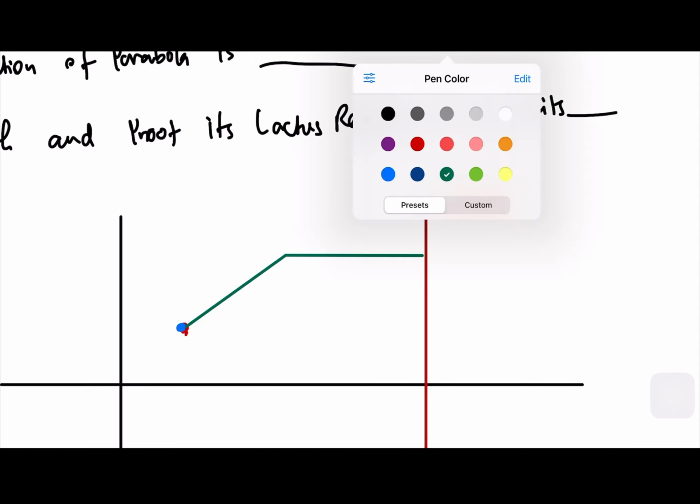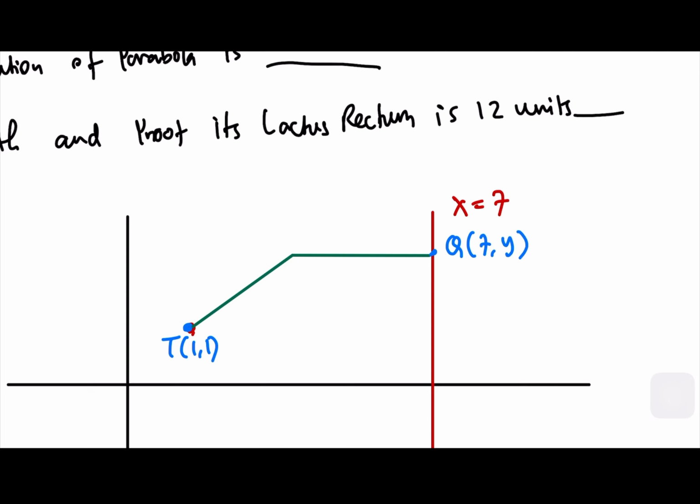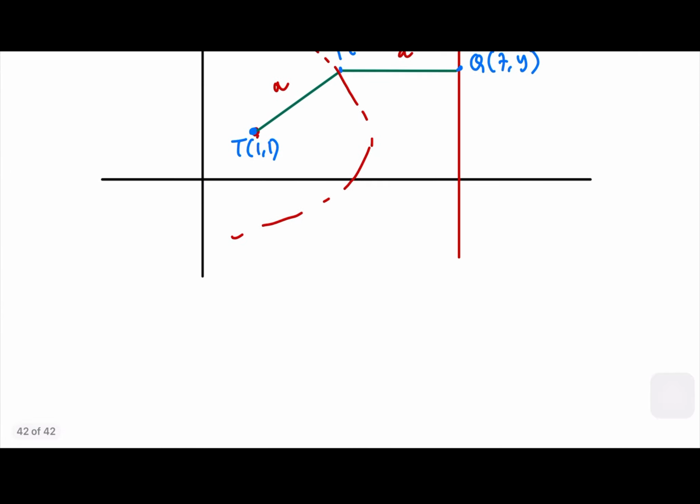Let me just redraw this to make it more clear. So this is T, and this is, let's say, Q. Q is 7y. And this will be some parabola. Imagine the parabola is like that. So the idea here is from the focus to point P, and from P to point Q on the directrix, this should have the same amount of distance. Which means we can write down the distance formula from P to T is equal to PQ.